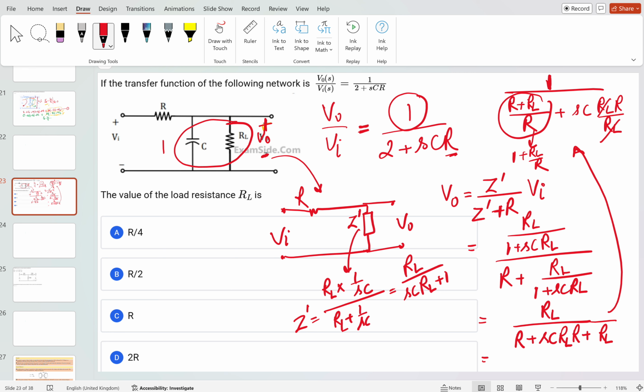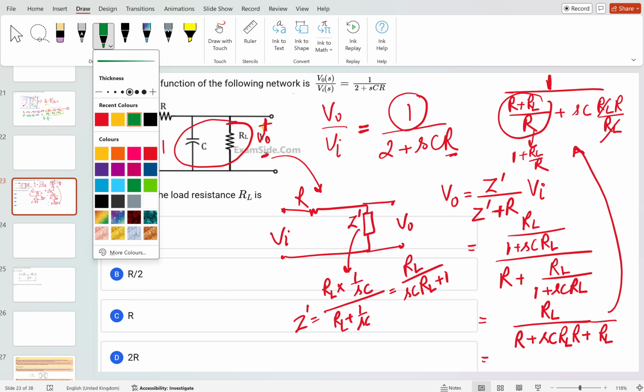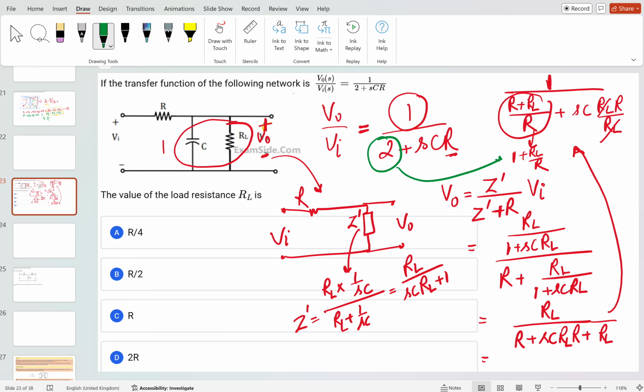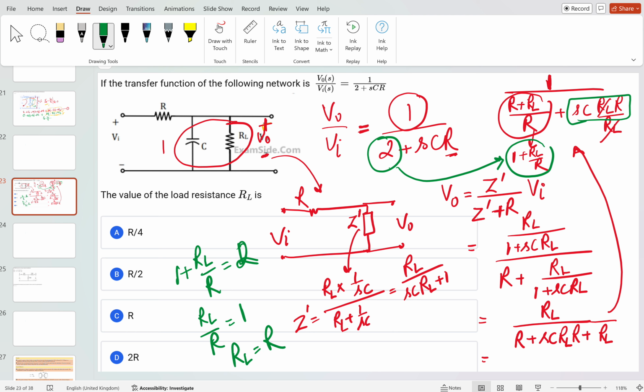If you compare, this is the 2 here, and this is equal to 1 plus RL by R, because here it is coming as SCR. So 1 plus RL by R will be equal to 2, which is given here. So RL by R will be equal to 1, so RL will become equal to R. Okay. Any doubt in this?